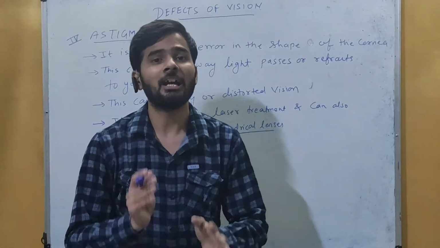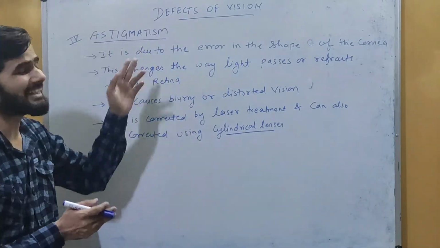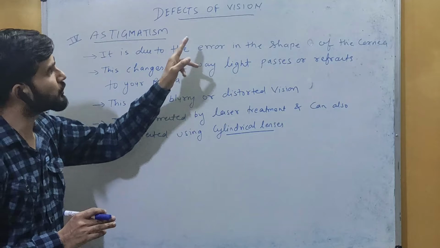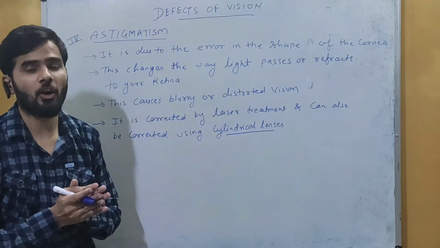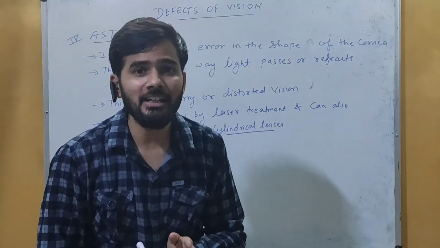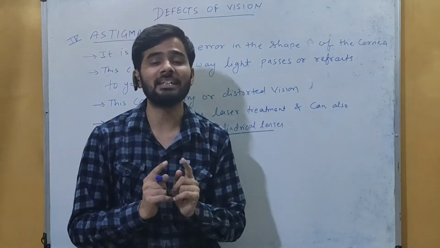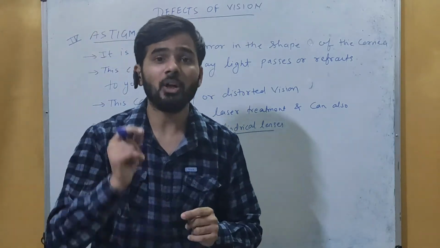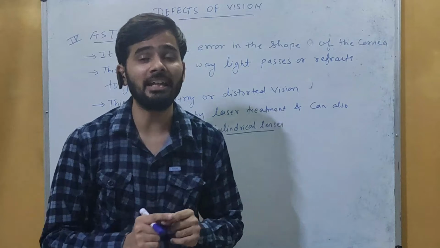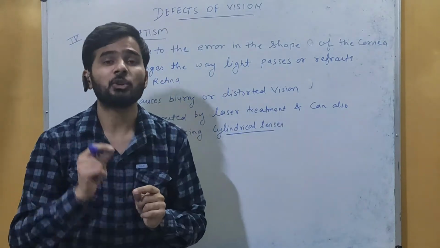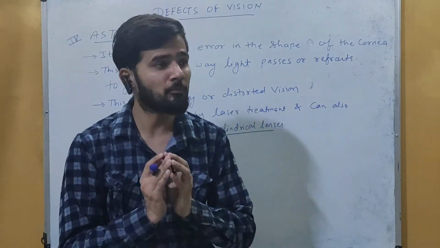Now here we will see one more defect of vision, that is called astigmatism. It is due to an error in the shape of the cornea. What is the cornea? It is the frontmost part of the eye through which light enters. So if there is some defect right where the light enters, then because of that also we can have some problem in seeing.